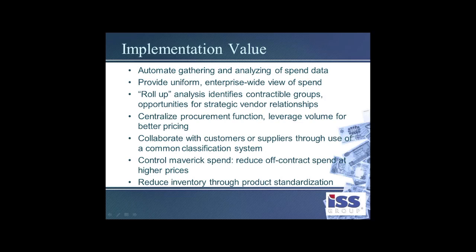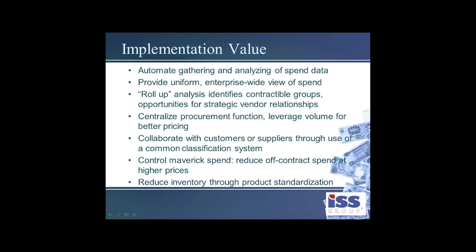A big point here is to be able to control maverick spend, or people that don't believe they have to work within the system. So if they are buying things that are outside of your normal business flow, you need to be able to identify what they're buying and who's buying it and where they're buying it from. This allows you to reinforce the use of your approved business processes, and also it allows you to have a common classification system to make those processes a lot easier to use so that your people or requisitioners are much more likely to use them.